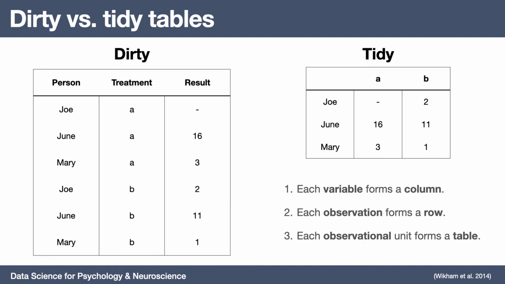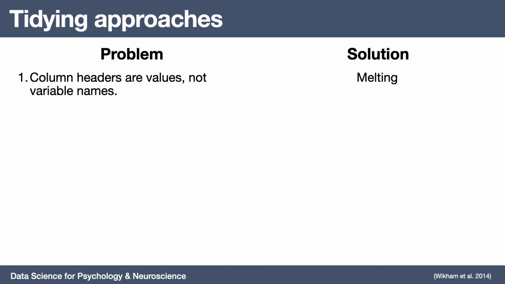Now, tidy data is the ideal data form, but the goal of understanding how to get to tidy requires understanding typical problems that you see in data tables. So next we're going to go into problems that lead to dirty data tables and solutions for how to clean them and make them tidy. The first problem we're going to go over is the problem where column headers are values, not variable names. And the solution we're going to go over is the concept of melting. Let's see this by example.